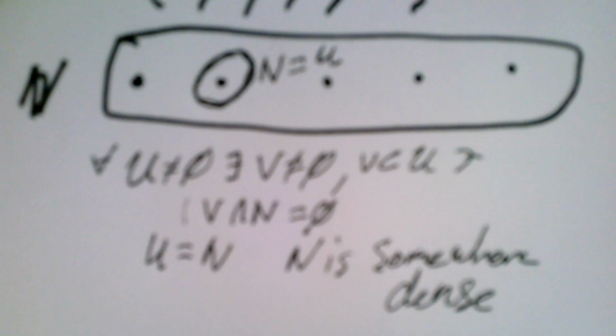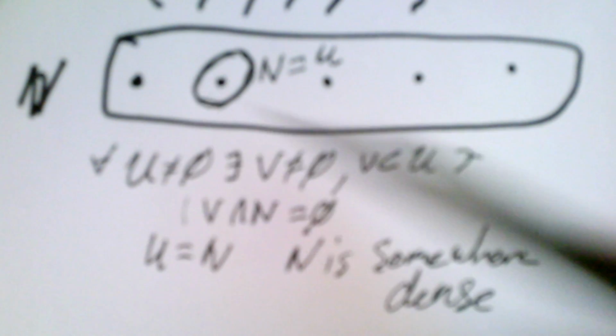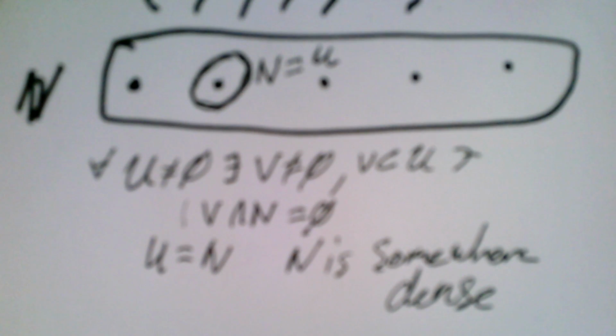Okay, now I did this to an arbitrary point of N. This works for all points in N, so therefore every point of N is somewhere dense. So there's no subset of N, except for the empty set, that's nowhere dense.